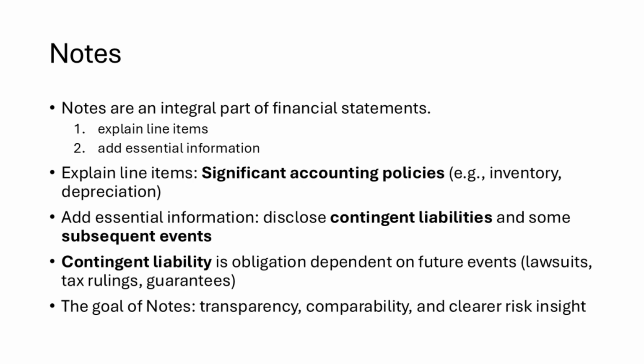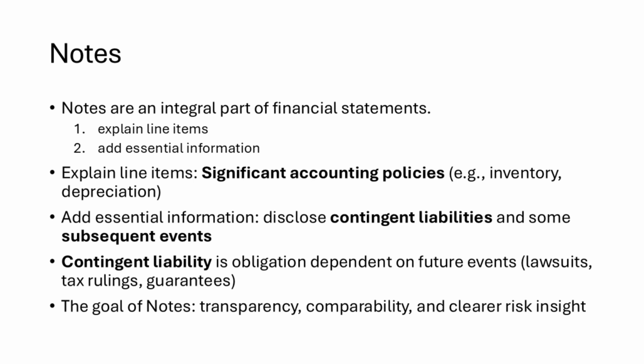A contingent liability is a potential obligation whose existence or amount depends on future events, for example, the outcome of litigation, a tax court ruling, or obligations taken on by guaranteeing another party's debt. Reporting depends on likelihood and measurability.